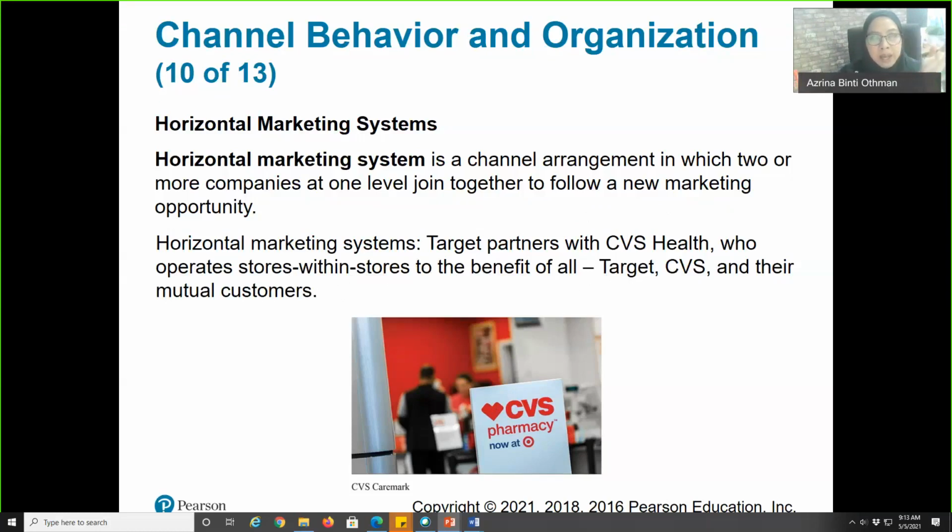Ini berbeza dengan vertikal tadi. Vertikal, for example, producer, wholesaler, retailers are working together to deliver the product and service to the customer. Tapi horizontal, one company with another company, they arrange together at one level to follow a new marketing opportunity. For example, company A, company B, yang menggunakan channel arrangement yang sama.